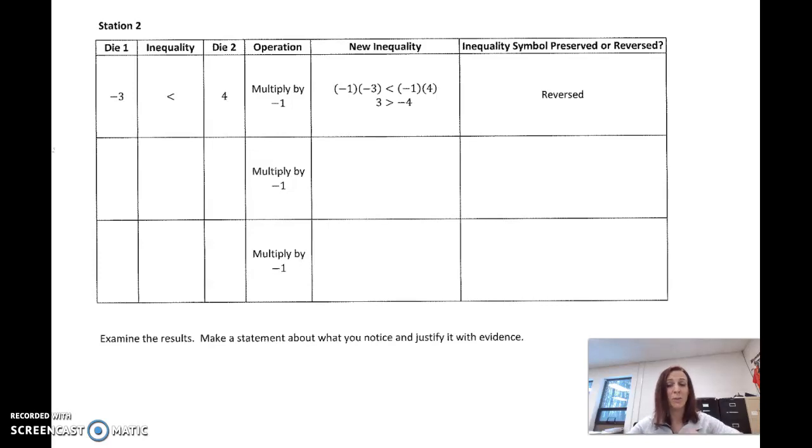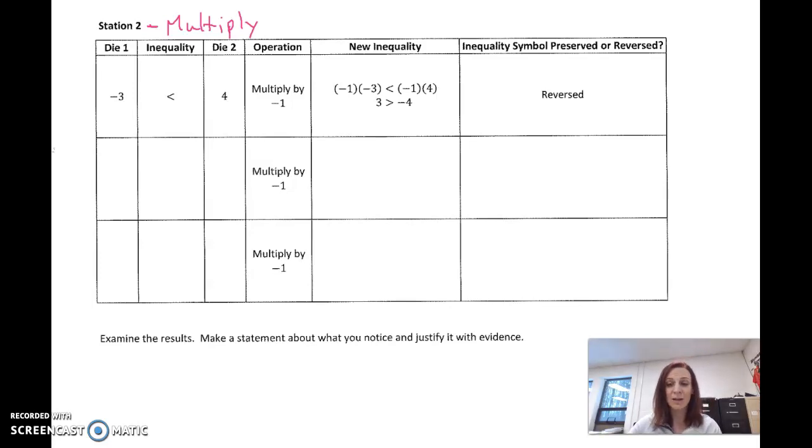Okay, so we're at station 2 now. Remember, we're rolling some dice. And in this station, let's pretend that we're multiplying. Actually, we're not pretending. We really are going to be multiplying, okay? So here's our example. -3 is less than 4.